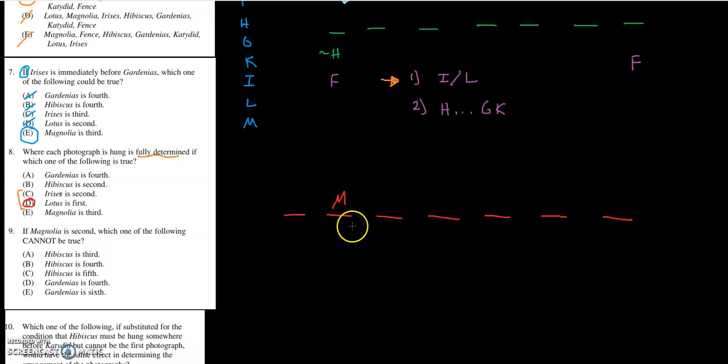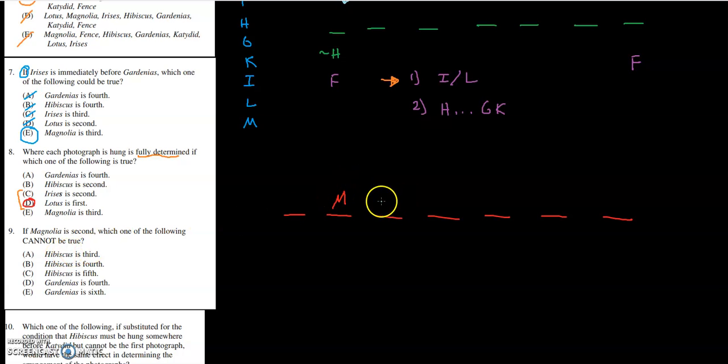Well, if M is second, what does that force us to do? Not a whole lot is narrowed down. We do know that F could still be either here or there. We don't have any rules about H or anything, so there's nothing immediately jumping out at me. So I'm going to go right down the line and just see which can't work. What would force us to have a contradiction? Let's start with the first one.